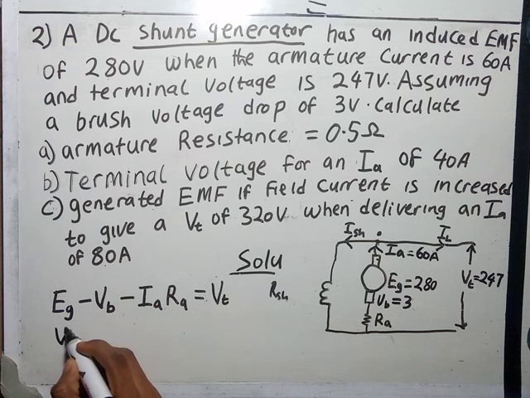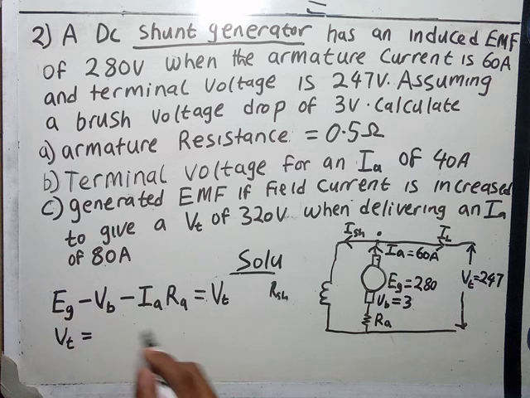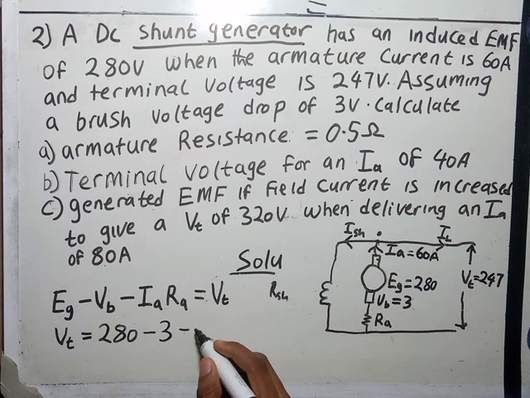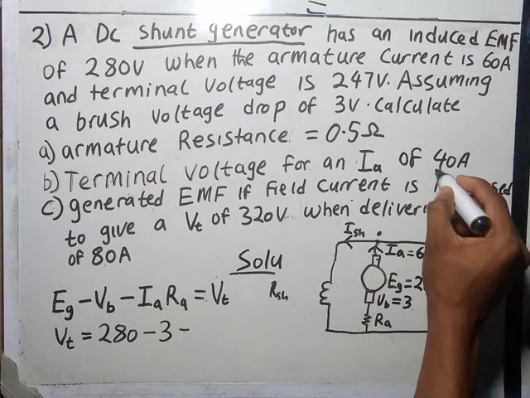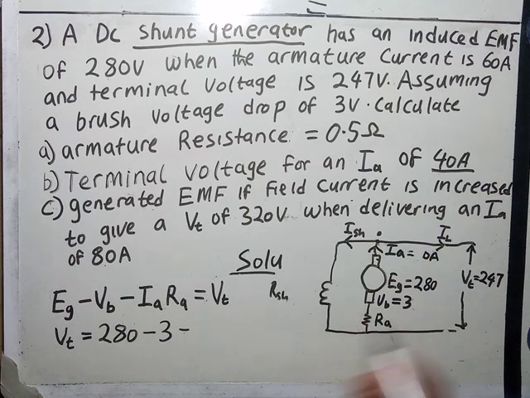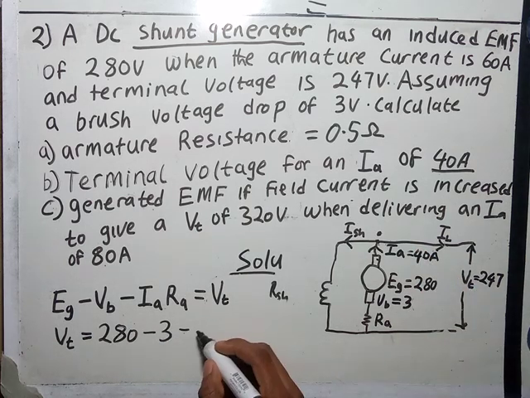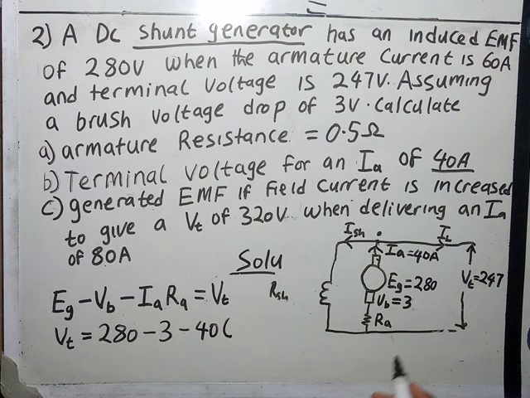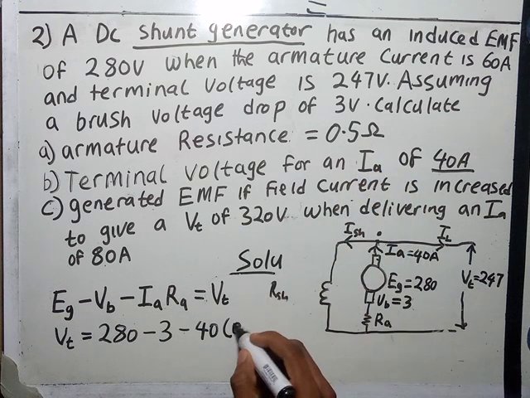So we'll have our VT is equal to our EG. What is our EG? 280. Our EG is 280. Our VB is 3. Our IA is now 40 ampere. So this value will change from 60 to 40. It is now 40 ampere multiplied by our armature resistance, which we got to be 0.5.